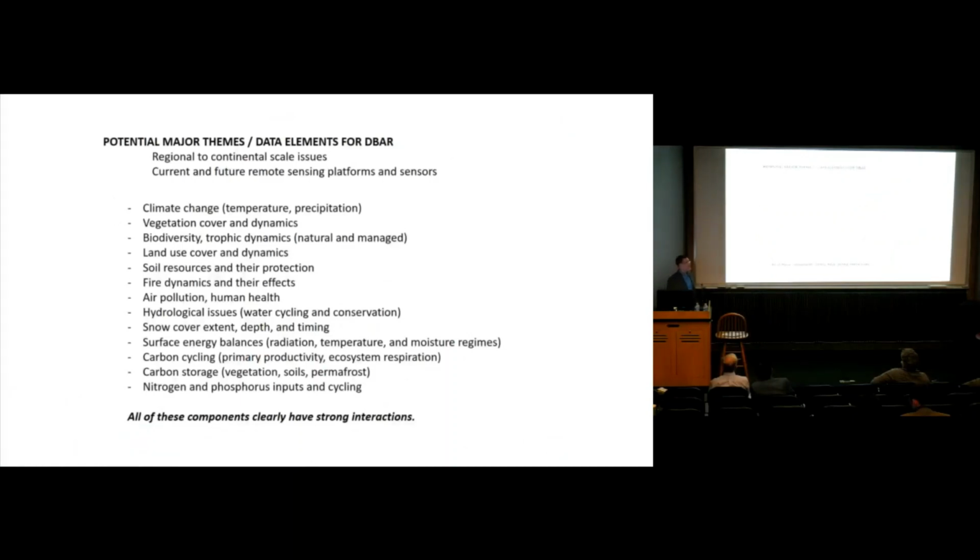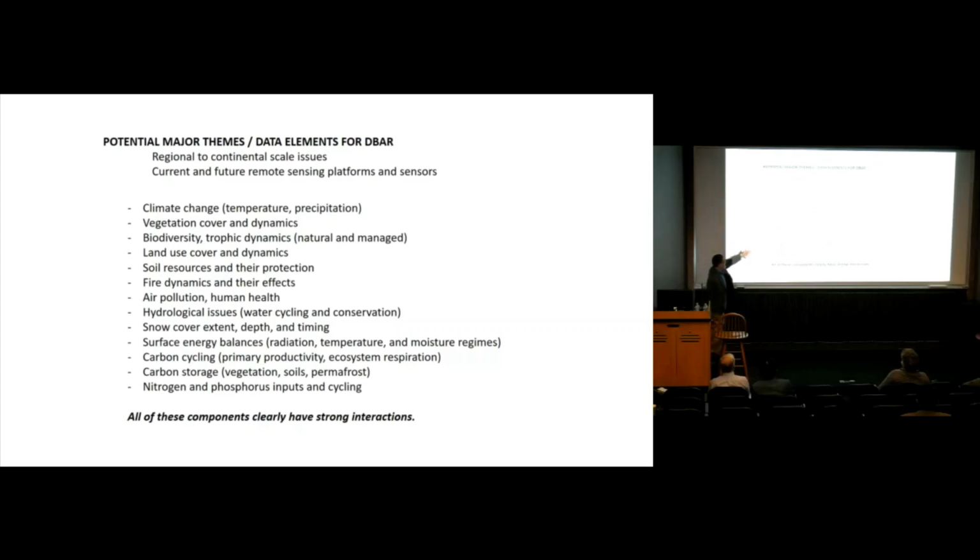So just to summarize, these are some of the things that we're trying to do and think about from an environmental perspective in Belt and Road. We're trying to look at regional to continental scale issues, not just current and future remote sensing platforms, but also historical. Our satellite capabilities can go back to the 60s, and so we use information from historical, current, and future remote sensing platforms and sensors.